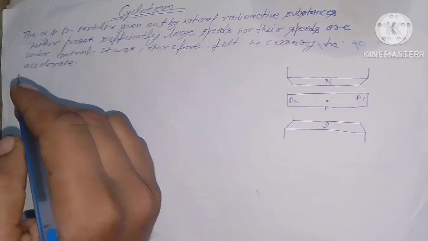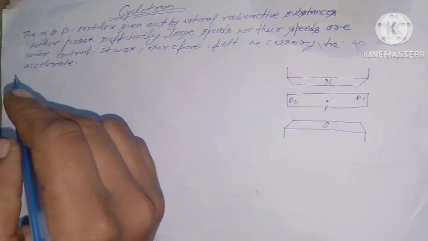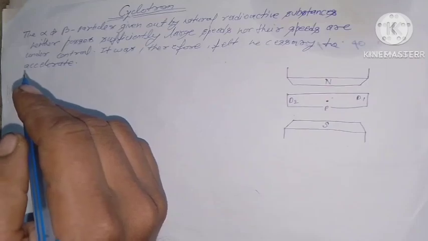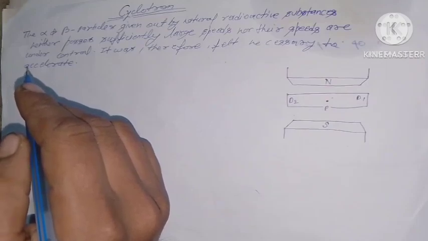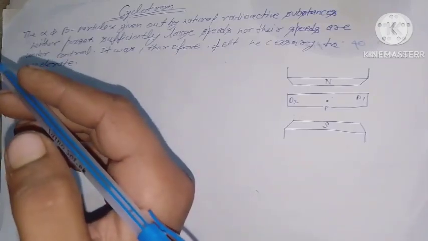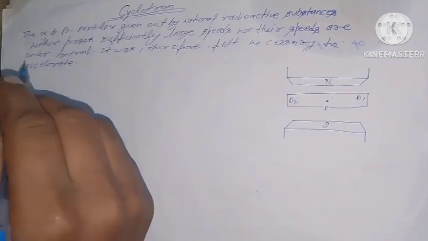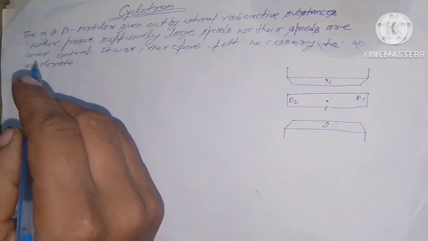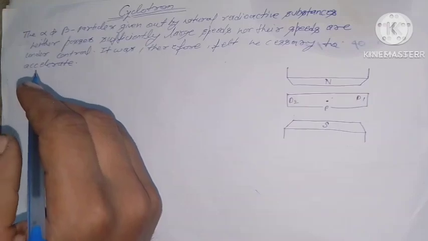Cockcroft and Walton produced fast-moving protons by an electronic voltage multiplication device. The best arrangement was, however, made by Lawrence and Livingston in 1934 and is called the cyclotron. This arrangement won the Nobel Prize for Lawrence.